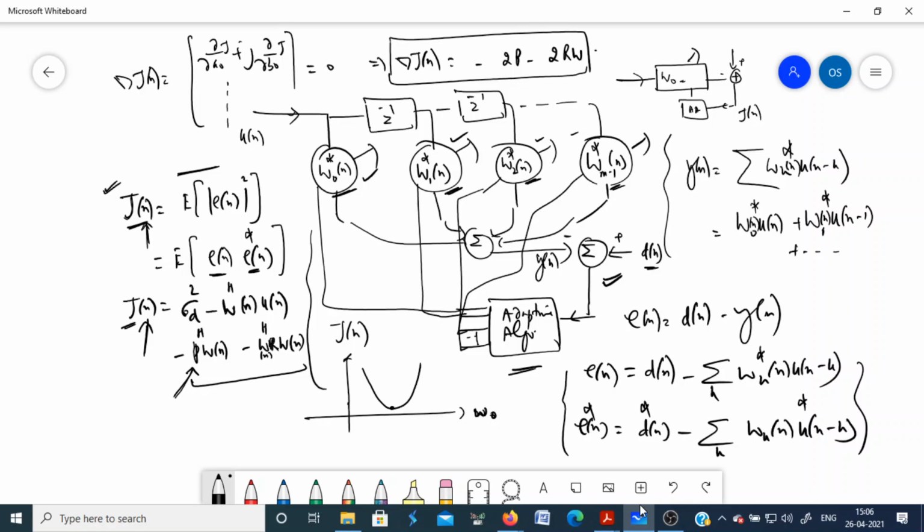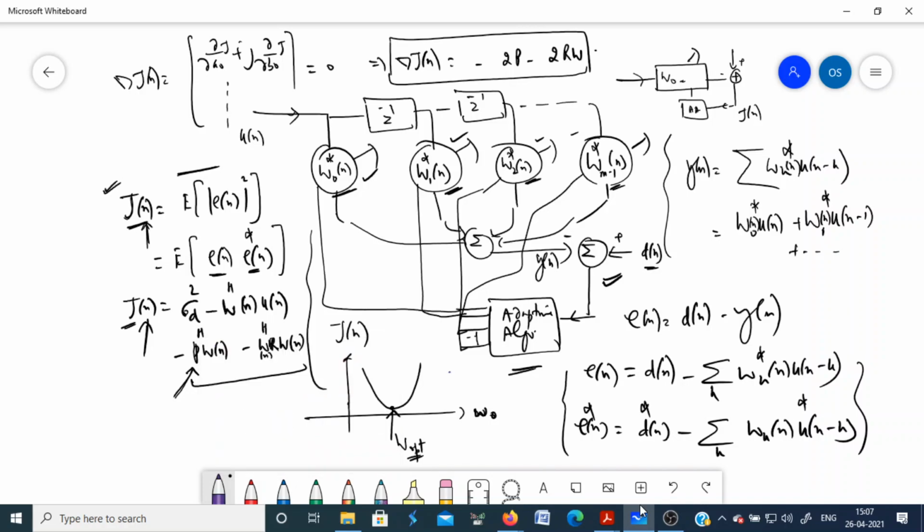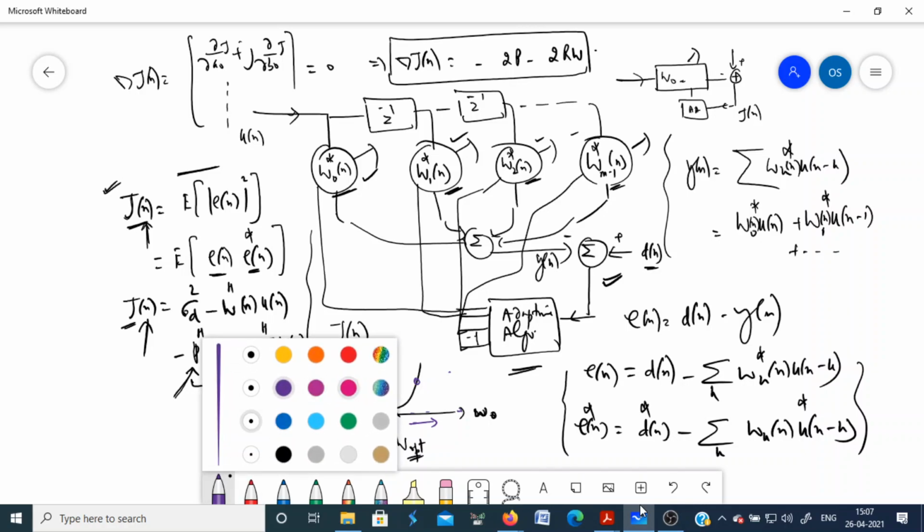If you find the gradient of this and equate it to 0, you get the Wiener filter solution, this w optimum. But if you want to find the same solution using the steepest descent algorithm, we reach this solution in an adaptive or iterative manner. This is the axis, so the solution may lie at any point on this axis since it is a single coefficient. You can start from here, you can start from here. Since we don't know where the solution will lie, we start from any initial guess.